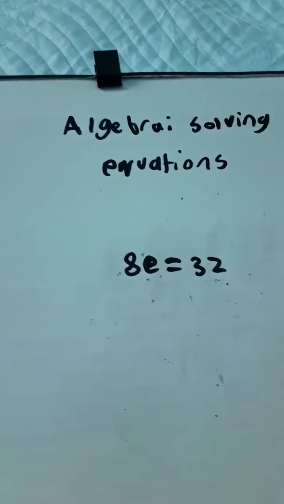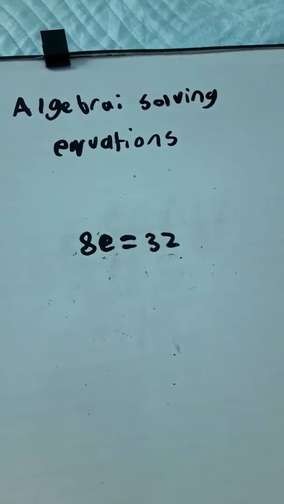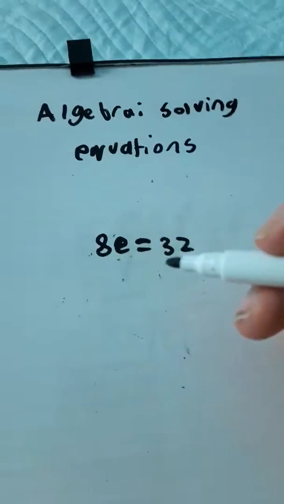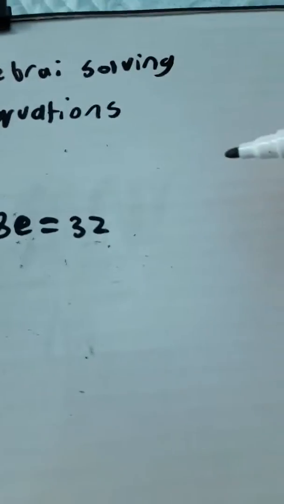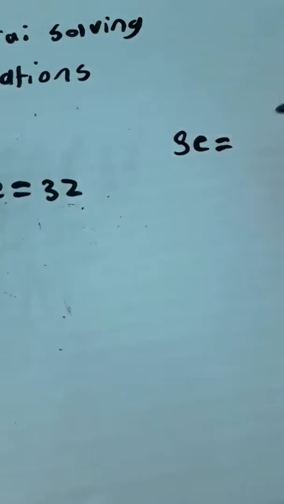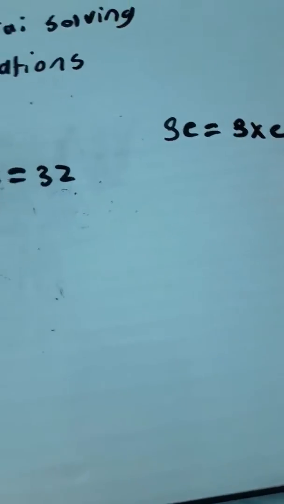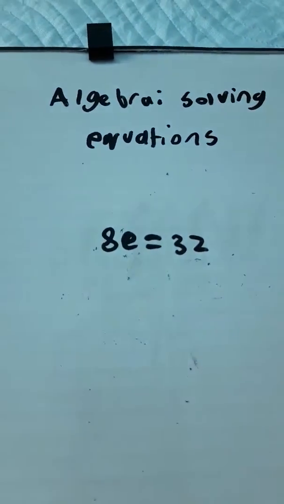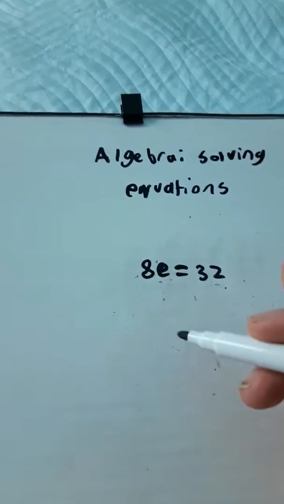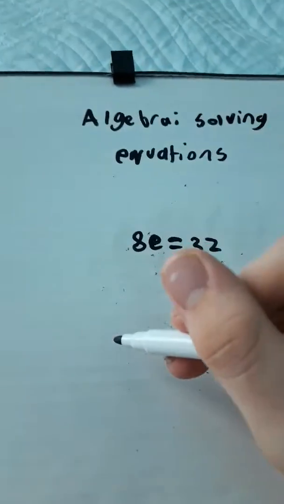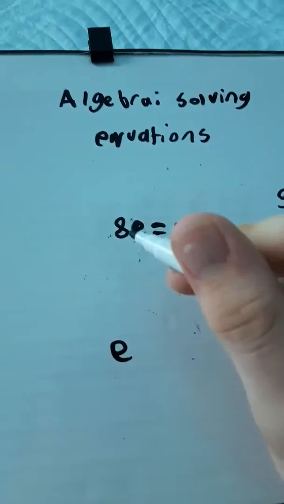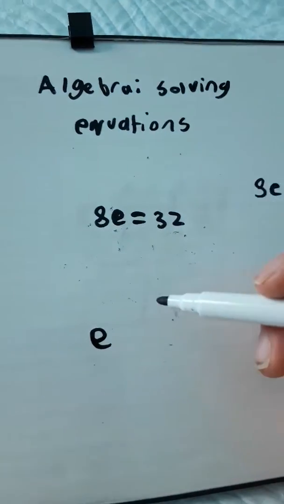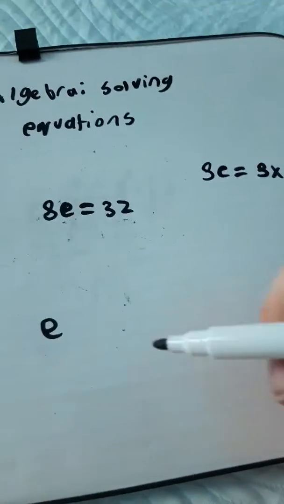Our next example is 8e equals 32. Now, 8e would equal 8 times e, which in this case equals 32. Again, you want to get letters on one side and numbers on the other. So the letter is e, and you want to get rid of the 8. Again, 8e equals 8 times e.